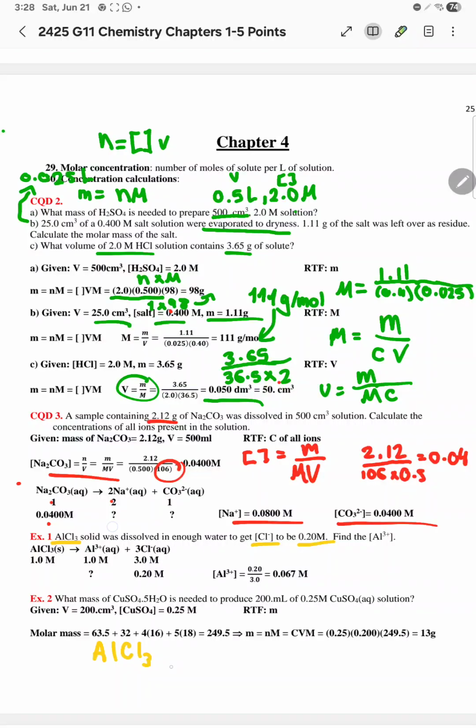AlCl3, we know it dissociates into Al3 plus and 3 Cl minuses. And we have the concentration of the 3 Cl's to be 0.2. So 3 has a concentration of 0.2. We want, how much does 1 have? 1 mole. How much concentration does it have? So you just cross multiply: 0.2 divided by 3 gives you 0.067 molar.